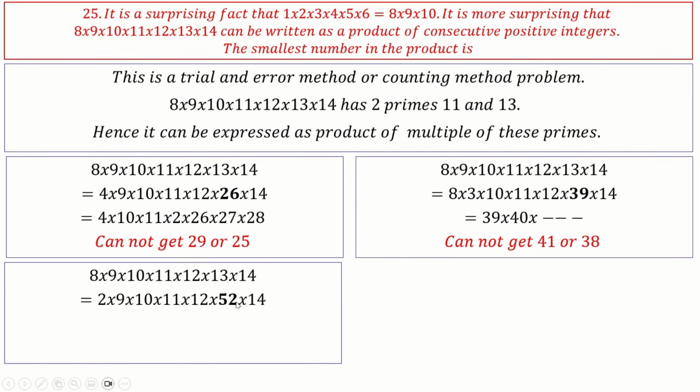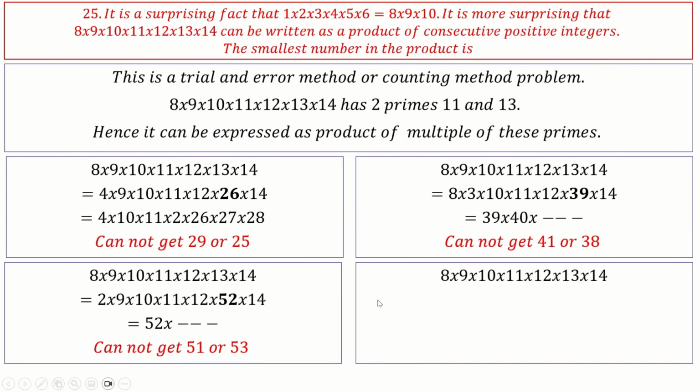Third one, you take 52. Again, you will have the same problem. 53 is a prime. And 51 you cannot get because you need 17. 17 into 3 is 51. So 17 is a prime which you cannot get from this. Okay, so next one is 65.